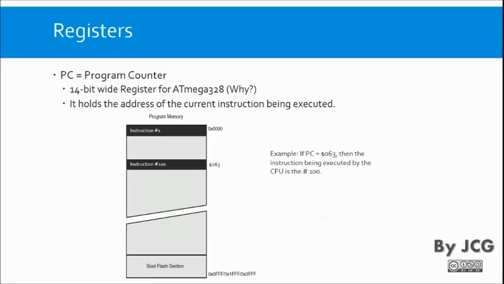So for example, if the program counter is equal to 63 in hexadecimal, then what it means is that the current instruction being executed by the CPU is the instruction number 100, because the instruction number 100 is stored at address 63 in hexadecimal. However, we have to be very careful. Not all the instructions fit into one location. Some may take 2 addresses or locations. In this example, we are assuming that all instructions fit in one location.